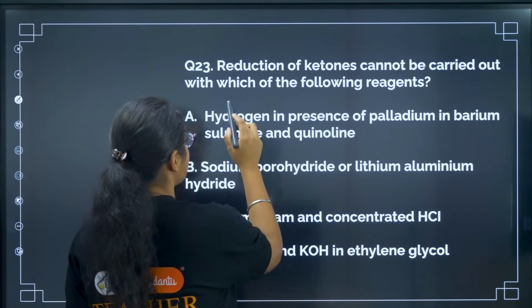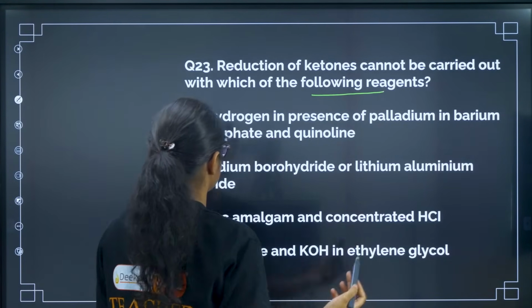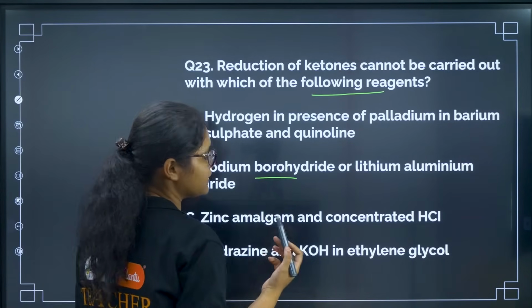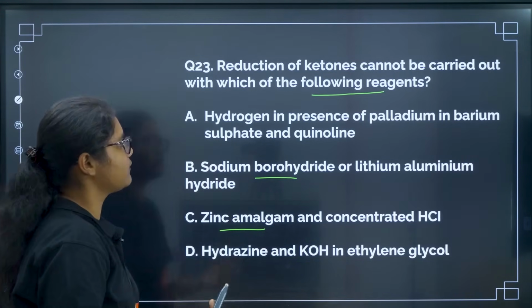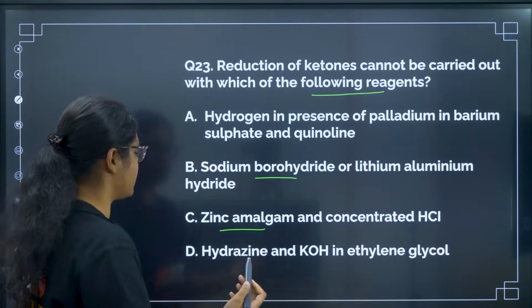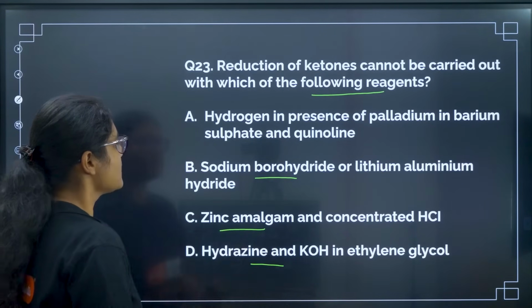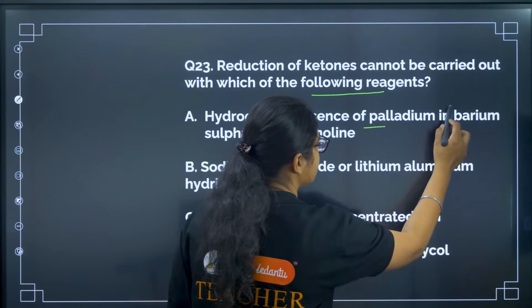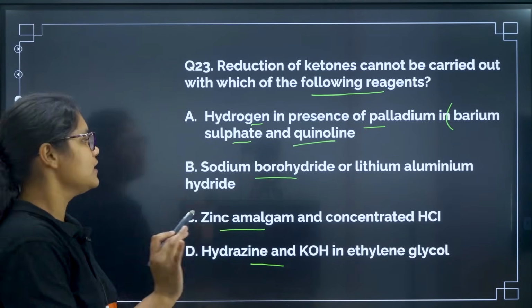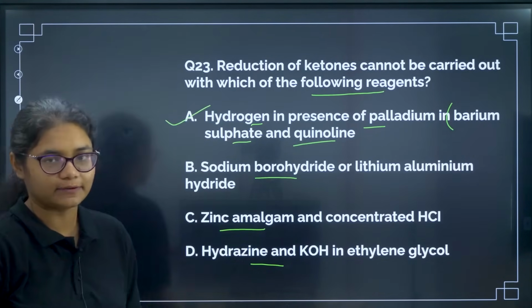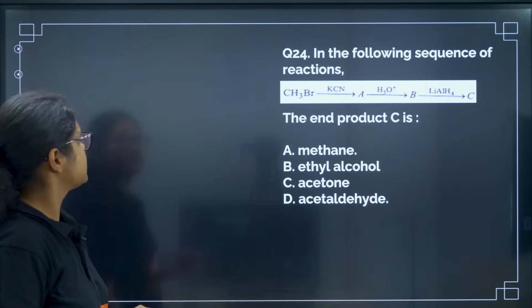So now let us see the next question. Reduction of ketones cannot be carried out with which of the following reagents? So let us check the options. NaBH4, that is there, it can be done. Now zinc amalgam can also reduce your ketones, that is your Clemmensen reduction. This is your Wolff-Kishner reduction. Hydrogen in presence of palladium, but when barium sulfate and quinoline are there, it acts as a poison. So option A is the correct answer. Okay.